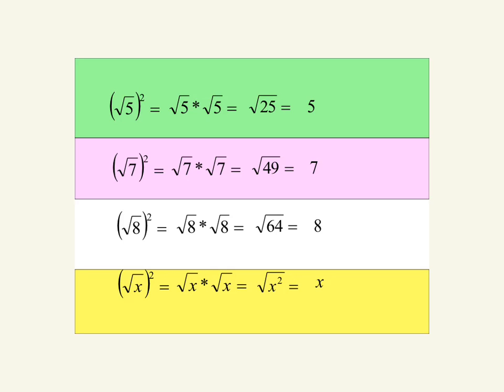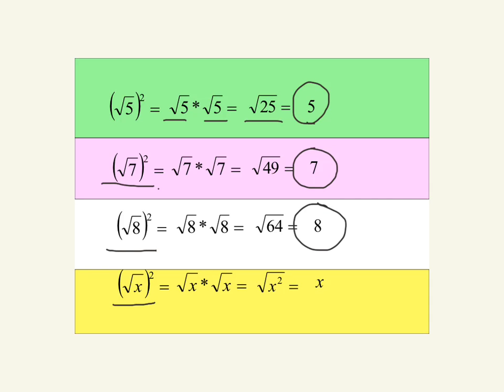Now, if we look at a radical that's squared, understand that the square root of 5 squared, those are really inverse operations, but also the square root of 5 squared means the square root of 5 times the square root of 5, which is the square root of 25, which is obviously just the whole number 5. The square root of 7 squared is the whole number 7. The square root of 8 squared is the whole number 8. So really, the square root of any number squared is just that number.